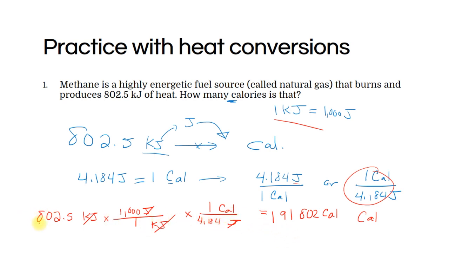Now I want to check my sig figs. It's always based on the original data I start with. This 802.5 has 4 significant digits. This 0 is significant because it's trapped, so all these numbers count. So I need to have 4 digits in my answer. So we go 1, 2, 3, 4. That's the last actual number I can keep. The rest of these are going to be replaced by zeros where that arrow is. So it's going to be 191,800 calories. And that is the correct answer.